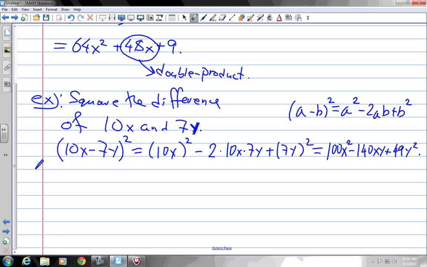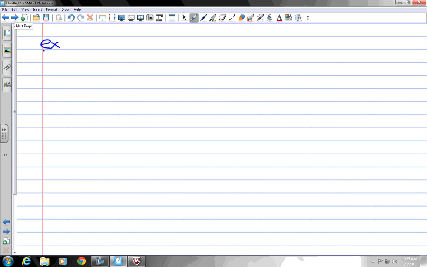How's that? Does that make sense? Good. Are you sure? All right. Let's try another example. How about 3x squared minus 4x cubed, squared?